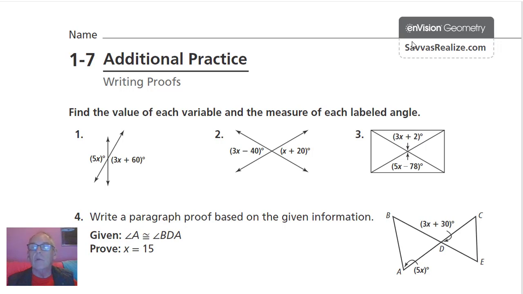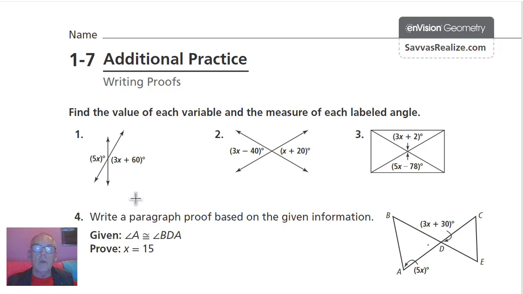Okay, in this video we're looking at the additional practice. If we have vertical angles, they're going to be congruent. So we're going to set the algebra equal to each other. And then we have a paragraph proof. We'll look at this one when it comes. But this angle and this angle are going to be congruent, and we'll have to see what else they tell us about the other part of it.